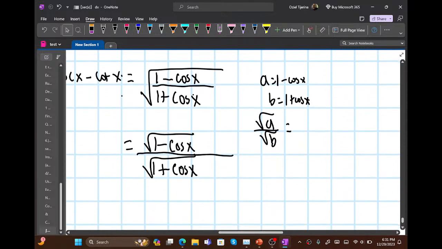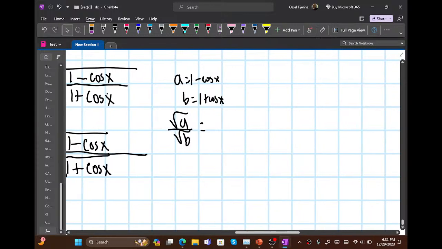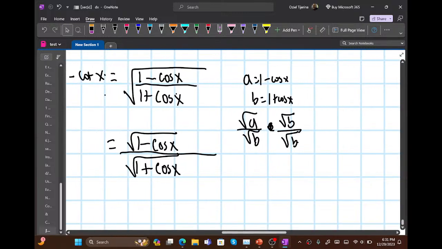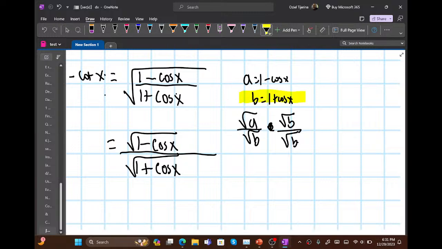I'll explain in a minute. The reason is because we're just really going to do this. B is 1 plus cosine x. Trust me on this. It's just better to do it this way.